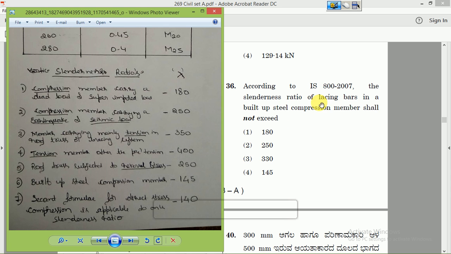So I'll just read out the question. Slenderness ratio for built up steel lacing bars in a built up steel compression member. Okay, see, for a built up steel compression member it is 145. So the answer is 145. Depending upon that, there are many things. Either one question they will ask from this. Okay, this is the slenderness ratio which I got from the code book, that is IS 800 2007. Better just copy this.